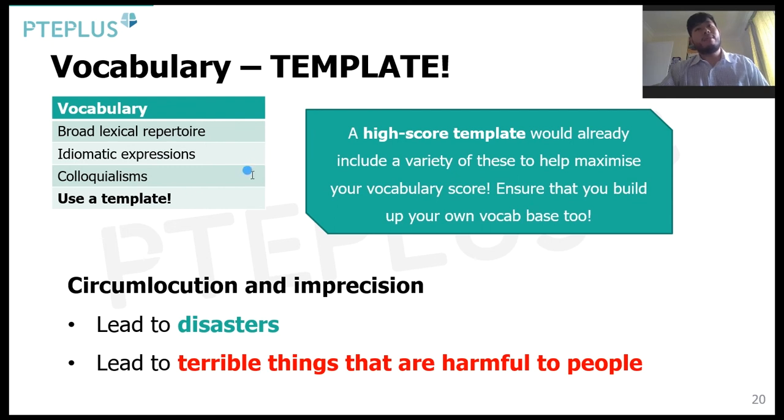A high-scoring template would already include a variety of these different vocabulary to help maximize your vocabulary score. Ensure that you also build up your own vocabulary base too, because it'll be helpful for your writing and for other sections of the test too. So these are examples of circumlocution and imposition. You can say lead to disaster, but if you can't remember the word disasters, you might say things like lead to terrible things that are harmful to people, which is a really roundabout way of saying disaster.